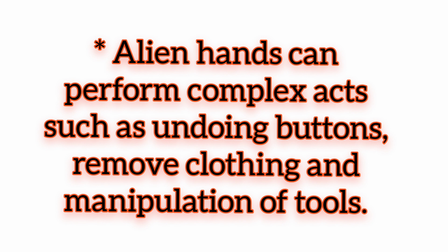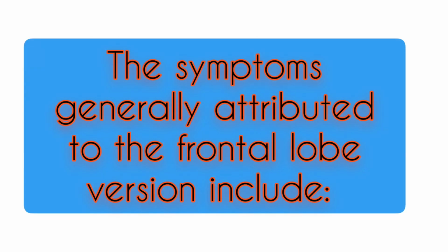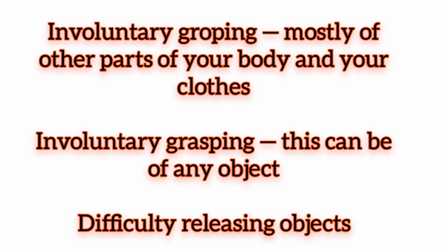Next, clinical manifestation according to the three versions: frontal, callosal, and parietal. The frontal lobe version includes involuntary groping. Groping means touching someone, mostly other parts of your body and your clothes. Involuntary grasping means it can hold any object. Next, difficulty in releasing objects. These are all the symptoms of the frontal version.